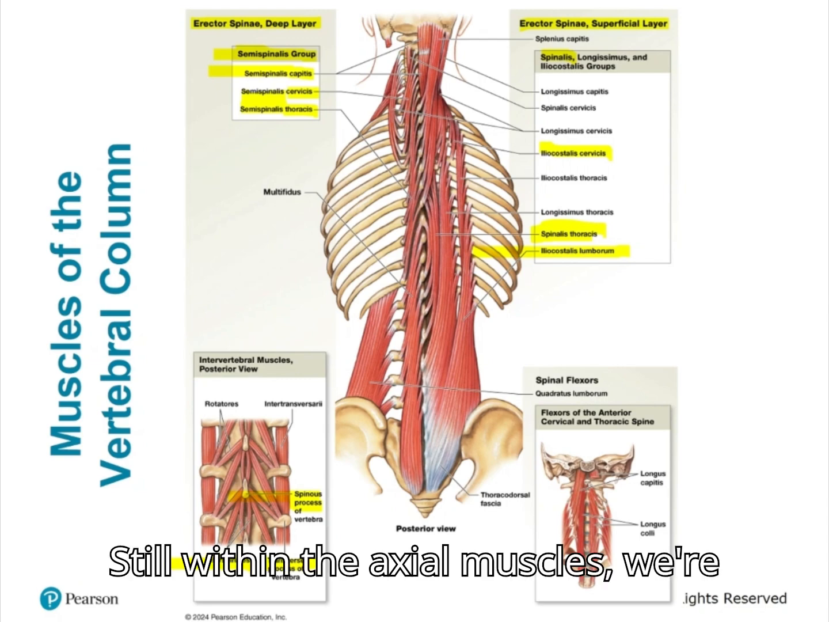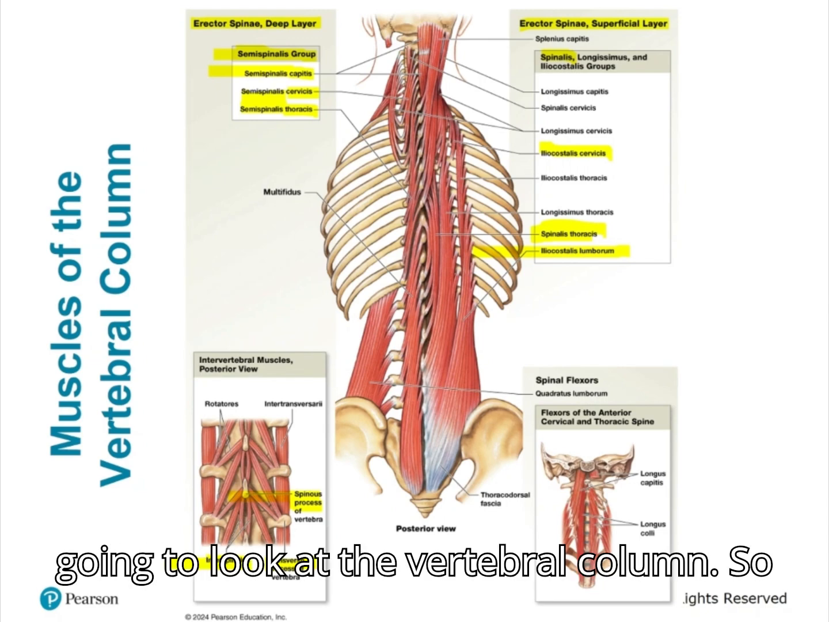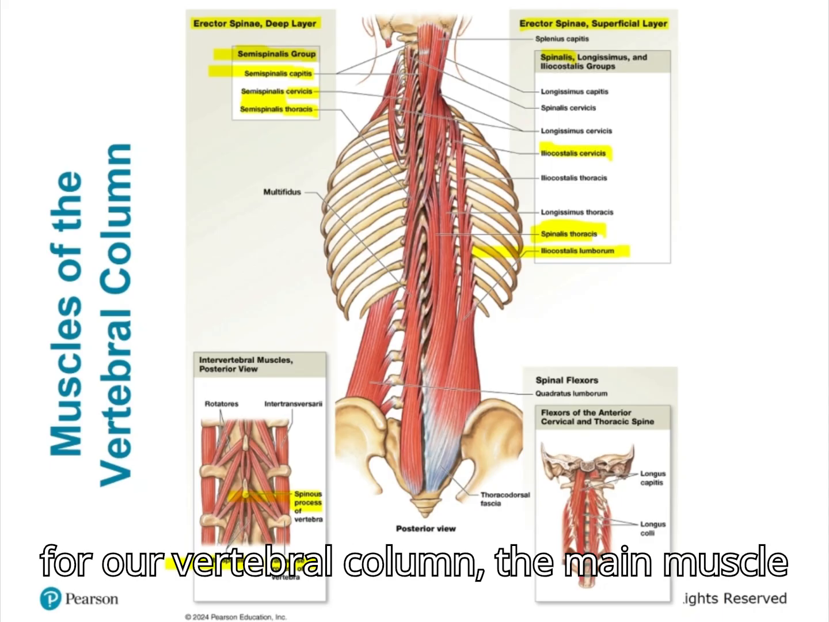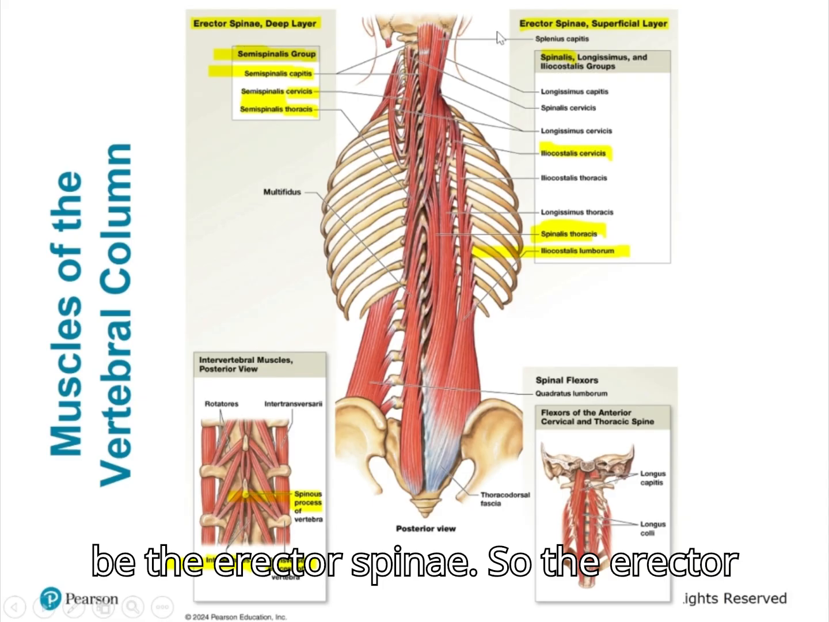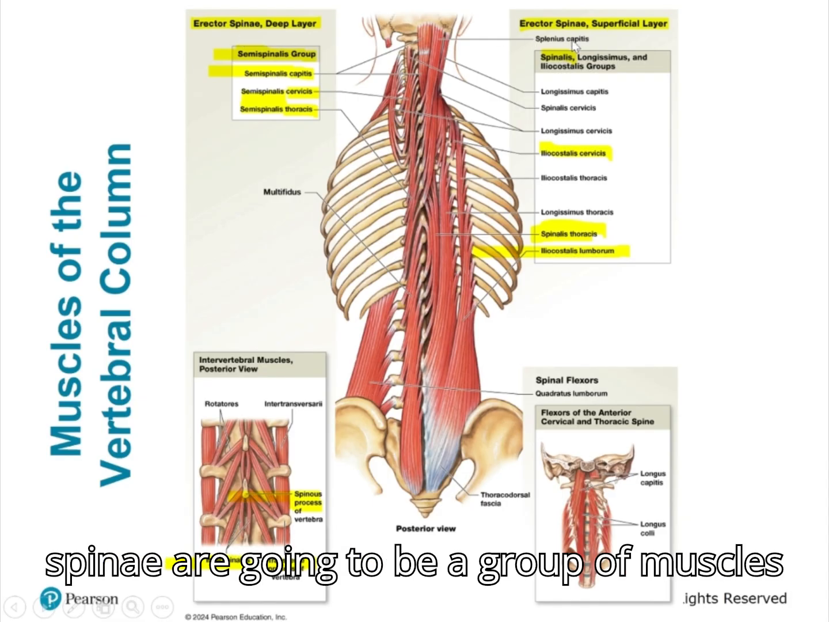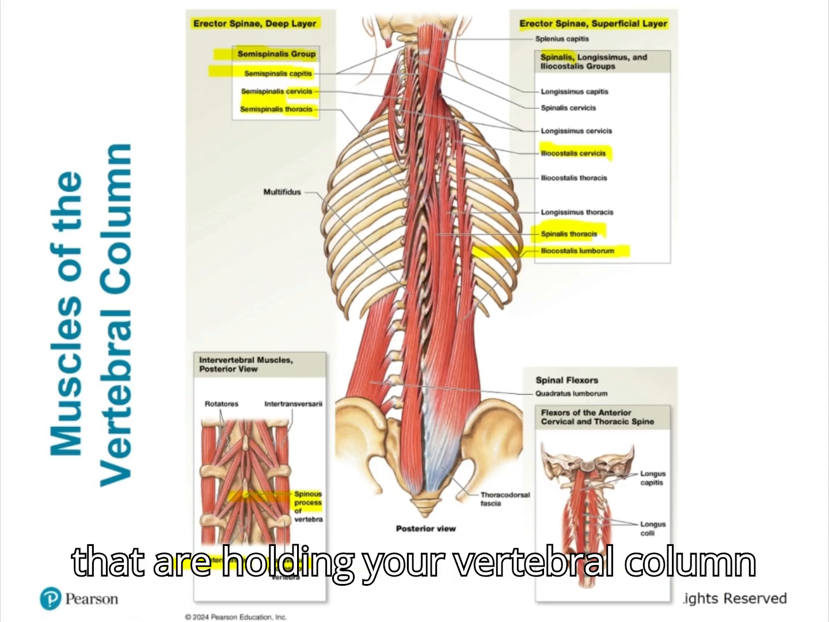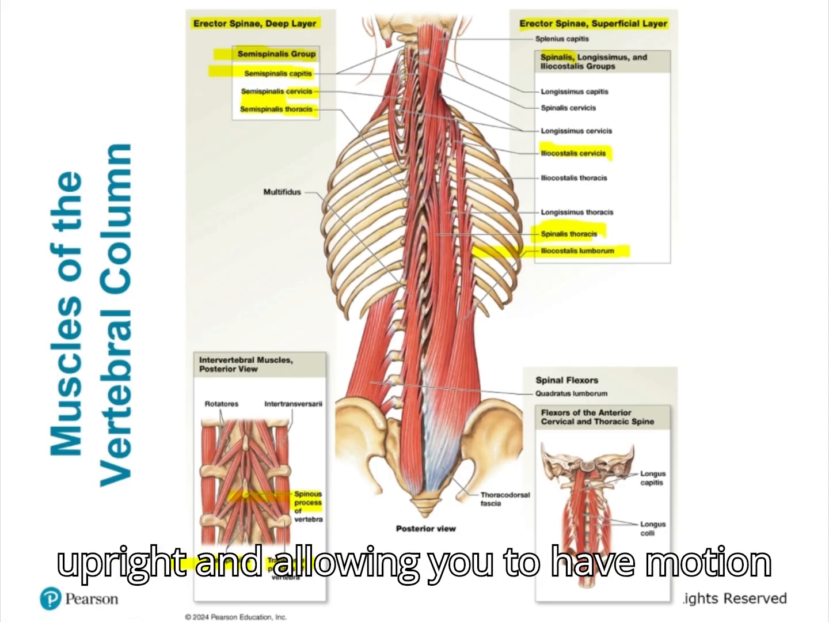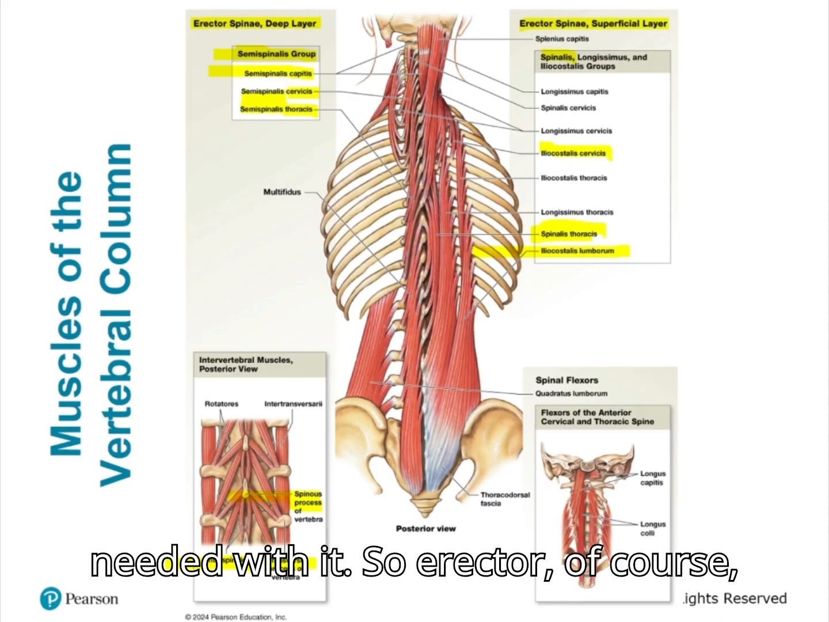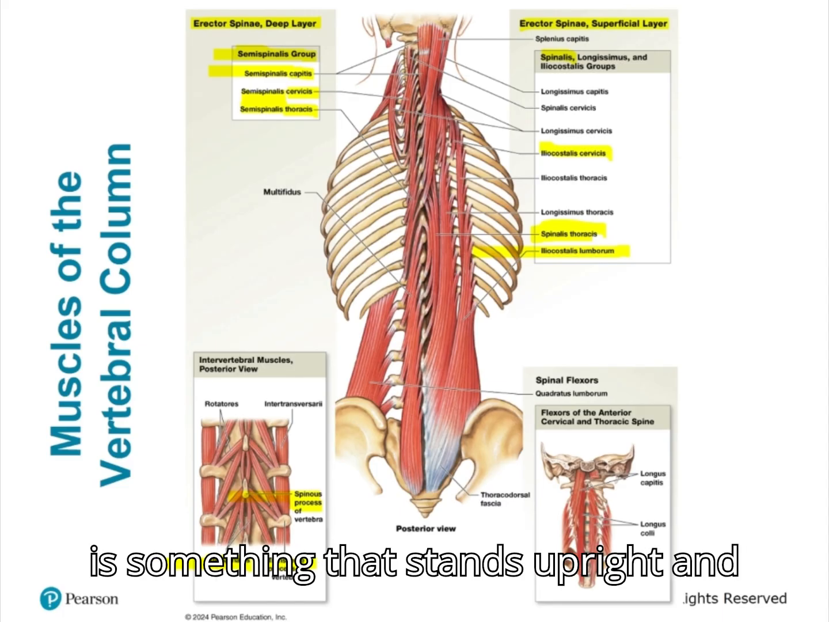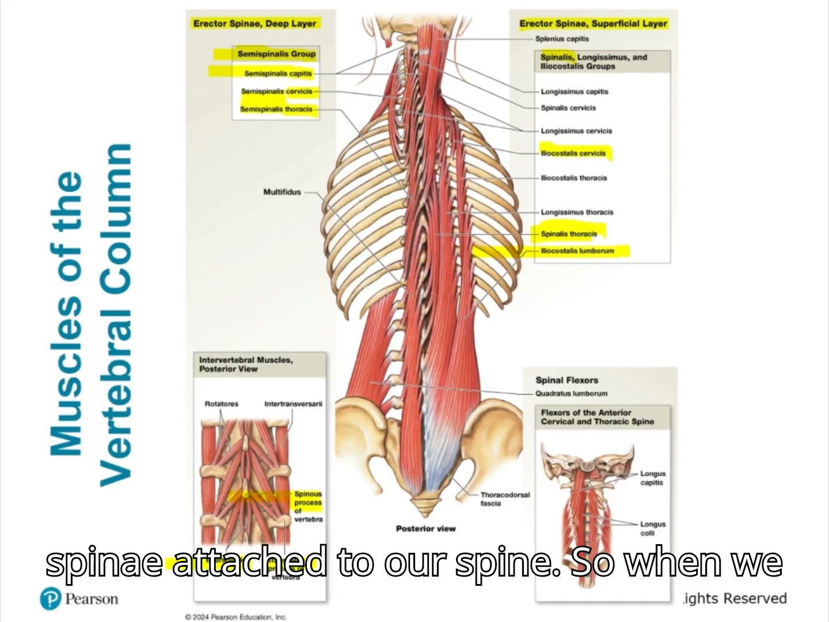Still within the axial muscles, we're going to look at the vertebral column. For our vertebral column, the main muscle group that we're looking at is the erector spinae. The erector spinae are a group of muscles that hold your vertebral column upright and allow you to have motion where you're able to flex and bend as needed. Erector, of course, is something that stands upright, and spinae attached to our spine.